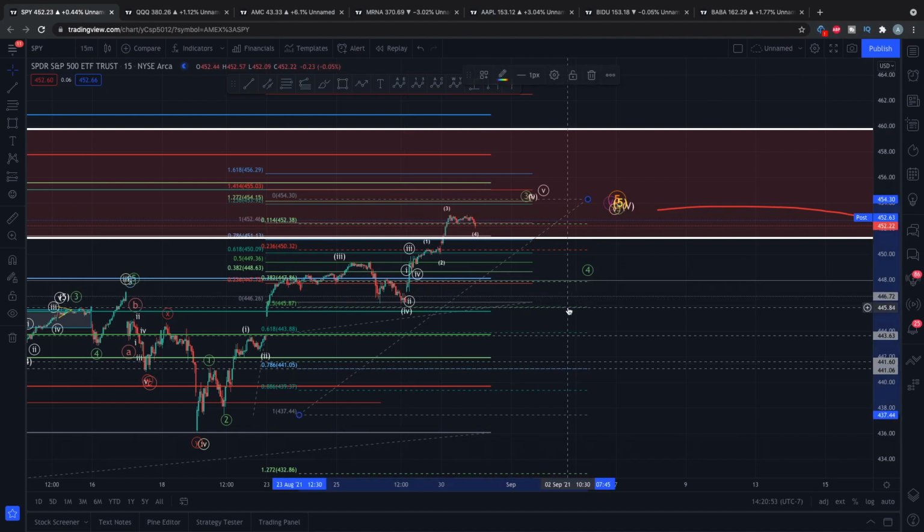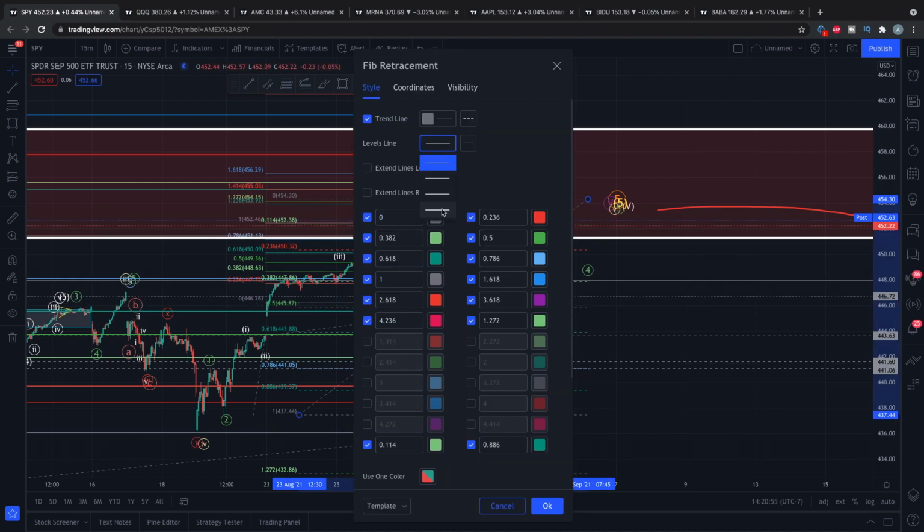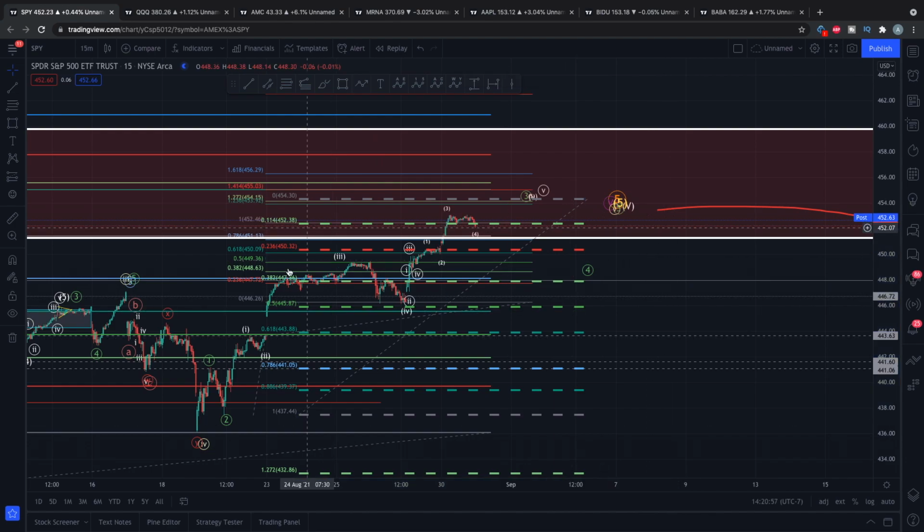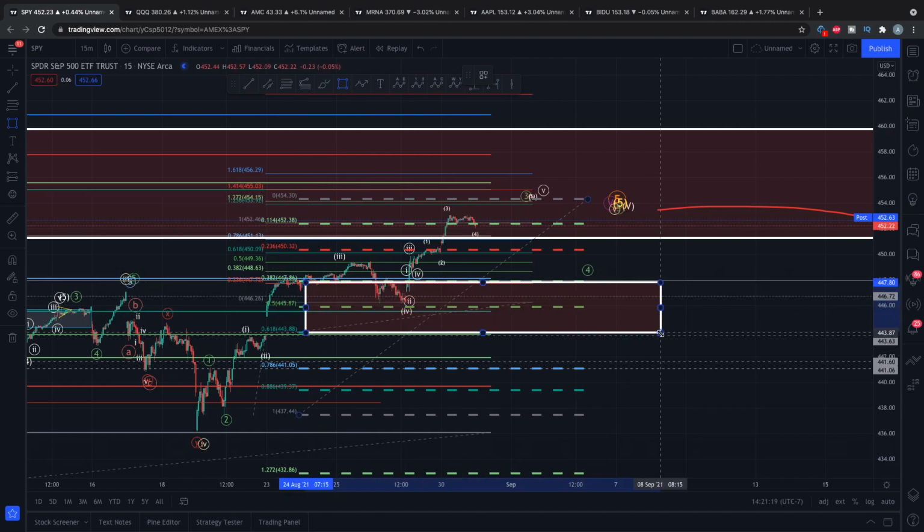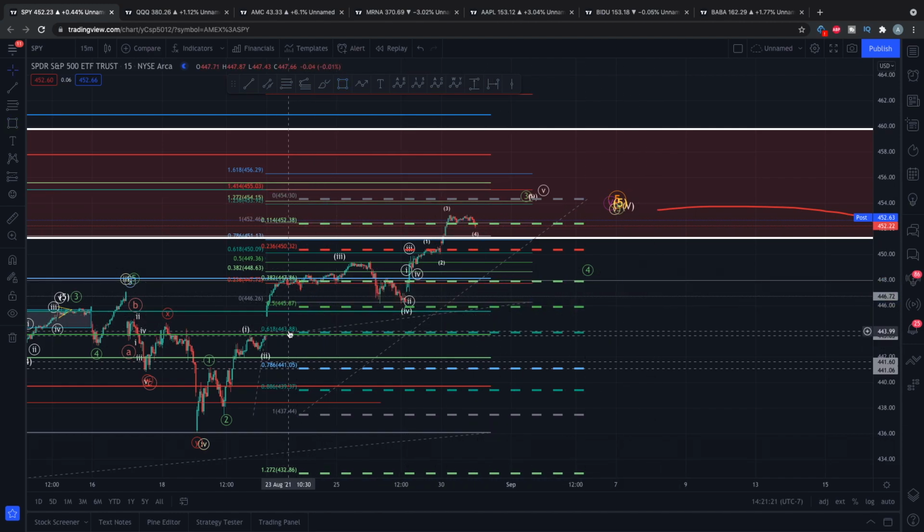I'm going to make this a little bit larger. So let's do something like this. We have the 0.236 level right here at 450, and that is just a very conservative target. I would pretty much say the wave 4 should at least come down to 450. Then we have the 0.382 retracement right around 447, and then the 0.5 at 445. Typically what I've seen is that wave 4s like to land anywhere between here. So we can expect that wave 4 to gravitate anywhere between 443 and 447.